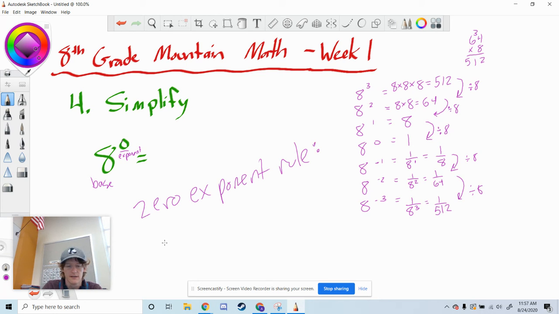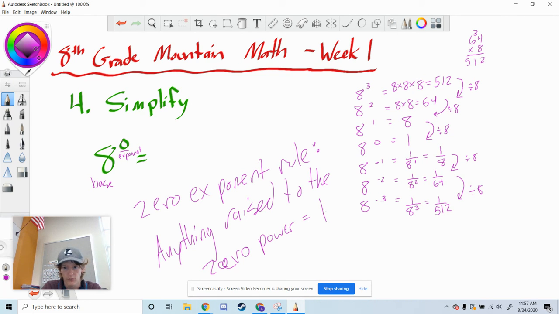states anything raised to the 0 power equals 1. So a lot of work to get to the same answer here.